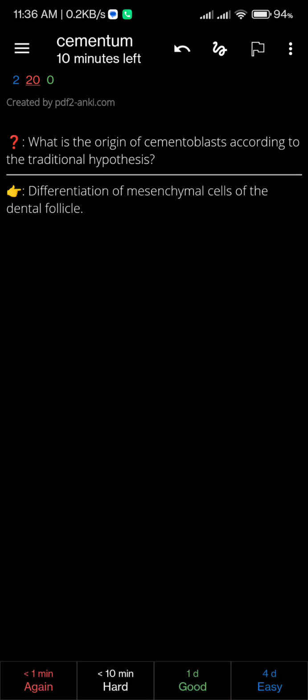So what is the origin of cementoblasts according to the traditional hypothesis? They are derived from dental follicle mesenchymal cells, by differentiation of the mesenchymal cells of the dental follicle. So what is the process of cementoblast formation?